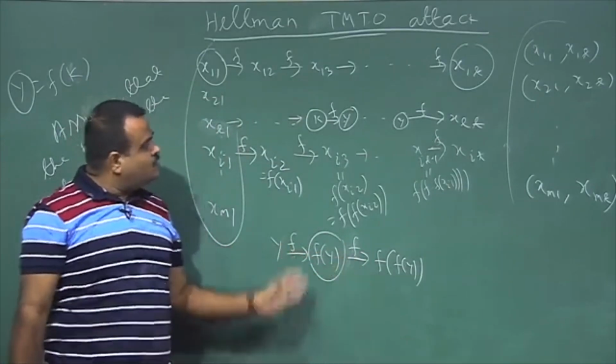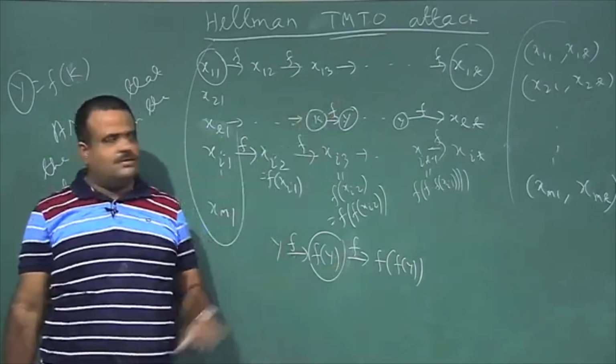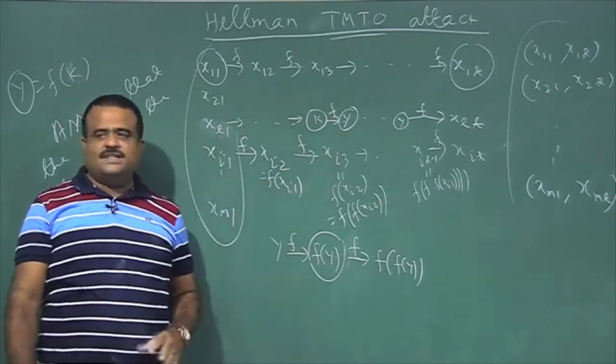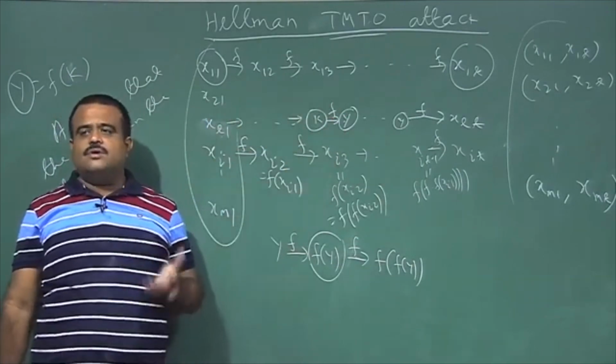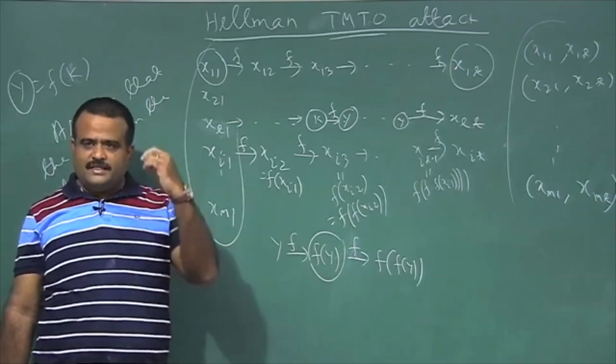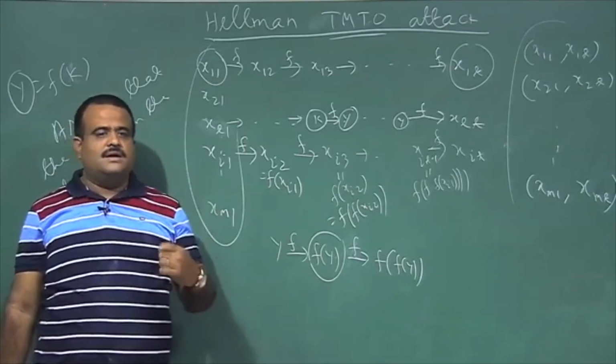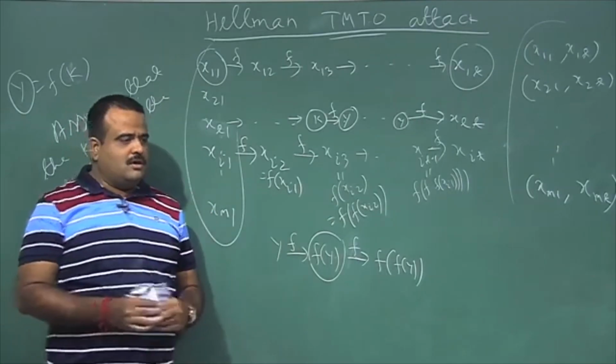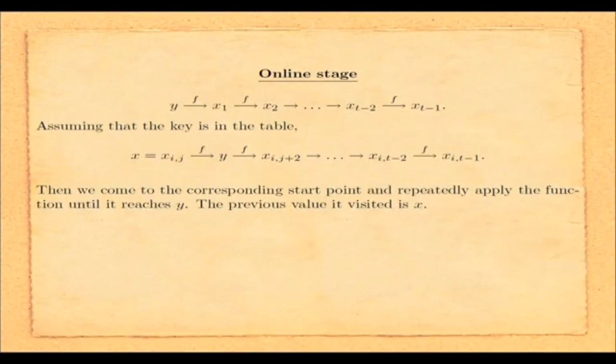So, how many times will we do this? We will do it at most t times, because we know the length of the chain is t. Every time we check whether it is matching with y or not. So, this is what we are doing.